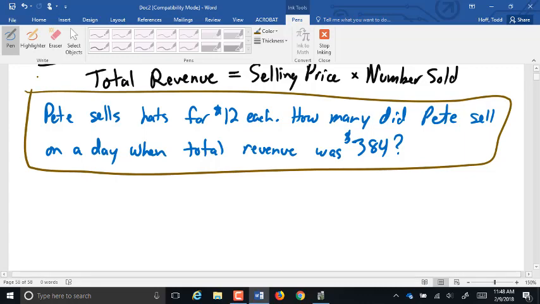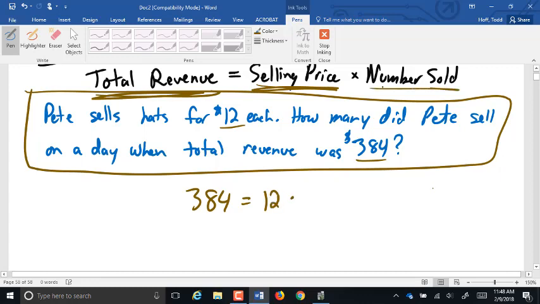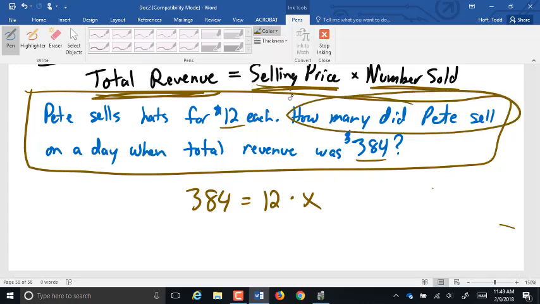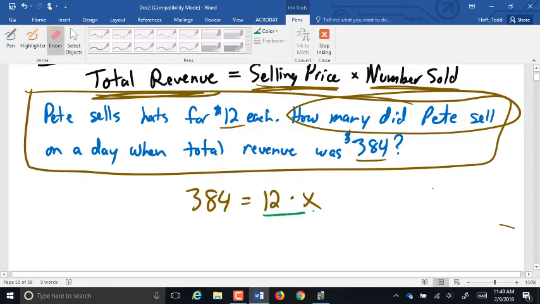So here we do have that formula. Total revenue, which was the $384, equals the selling price, which was $12 each, times the number sold. We're going to let that be X. We're trying to find how many were sold. How many did Pete sell? So we solve this equation by simply subtracting 12. Or sorry, not subtracting 12. 12 is multiplying X, so we solve by dividing by 12. Gives us 384 divided by 12, I believe, is 32.